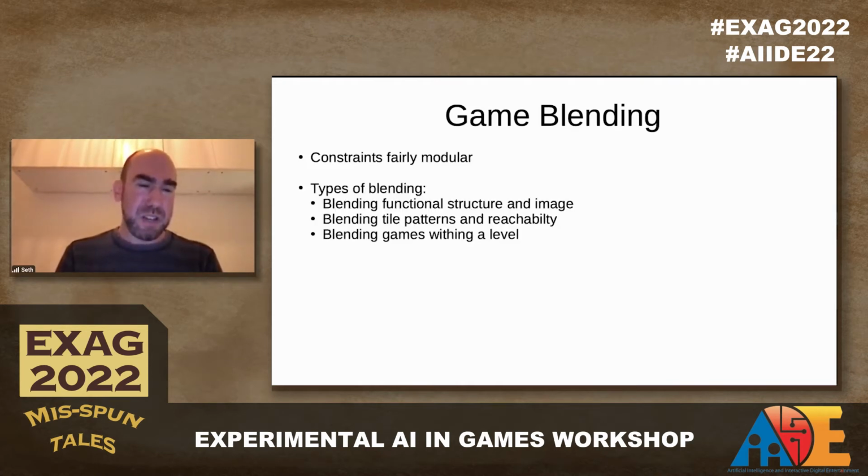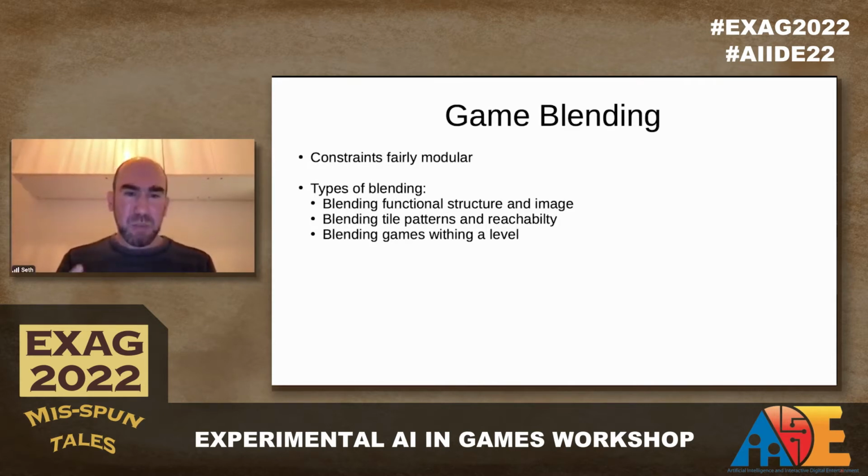And so the three types of blending that I'm going to talk about today, and I'll go through more of these in a little more detail, are: blending the functional structure of one game with the images from another game, so you get something that looks like one game but also another. Blending the tile patterns from one game with the reachability rules, basically how the player can move through the level to reach the goal from the start, from a different game. So blending the tile patterns from one game and how the player moves from the start to the goal from another game to get something new.